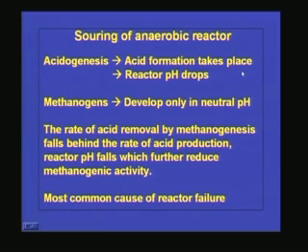Acidogenesis, the acid formation, takes place, and because of this the reactor pH drops, and methanogens develop only in neutral pH. The rate of acid removal by methanogenesis falls behind the rate of acid production. The reactor pH falls, which further reduces the methanogenic activity, and this is the most common cause of reactor failure. If you want to control this, we have to add a lot of alkalinity to the reactor, so that the pH variation in the system can be maintained within the specified limit. So that is very, very important.